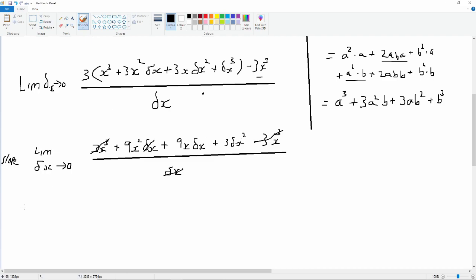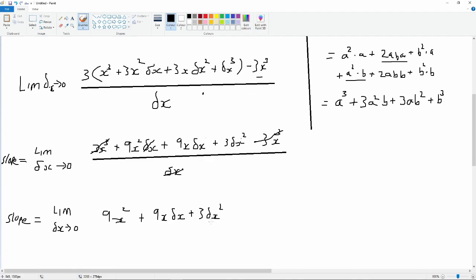So we can say the slope is equal to the limit as delta x approaches 0 of 9x squared plus 9x delta x plus 3 delta x squared.